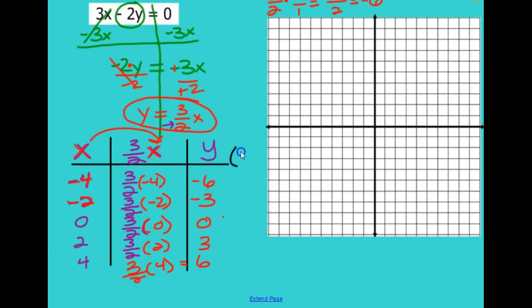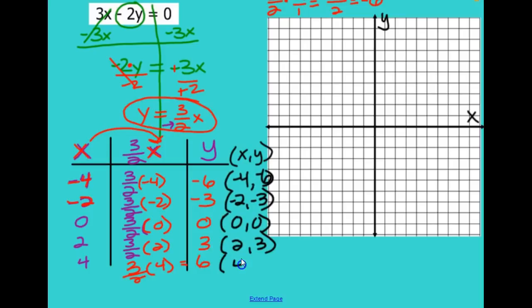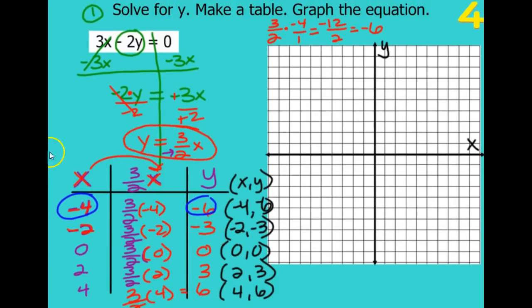So let's plot these points. Remember x and then y. X is left to right, y is up and down. It's like following directions. Our first point is negative 4, negative 6. Then we have negative 2, negative 3. Then we have 0, 0, 2, 3, and 4, 6. I just wrote out all the points from x and then y as an ordered pair.